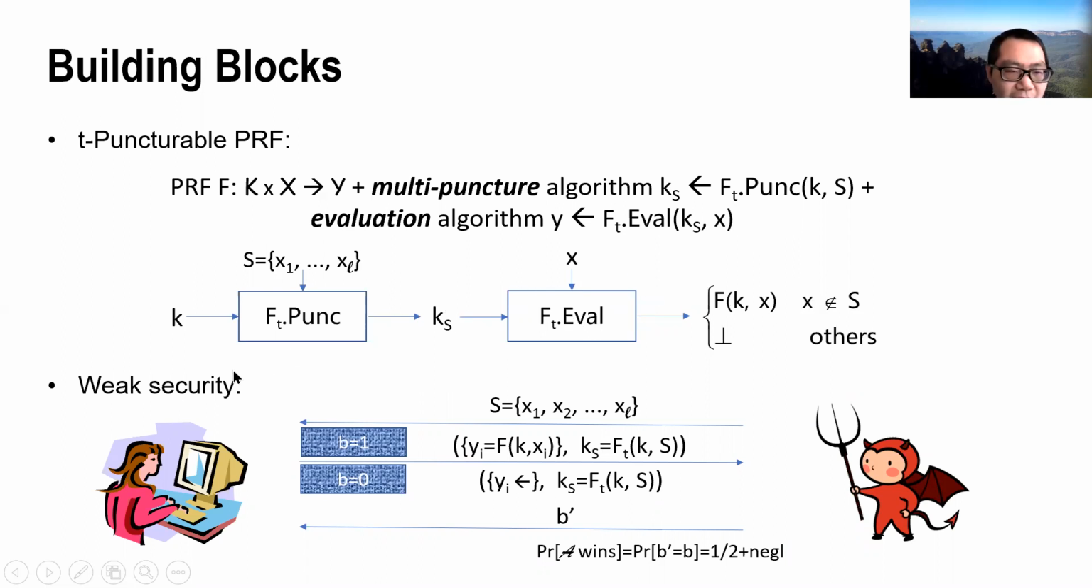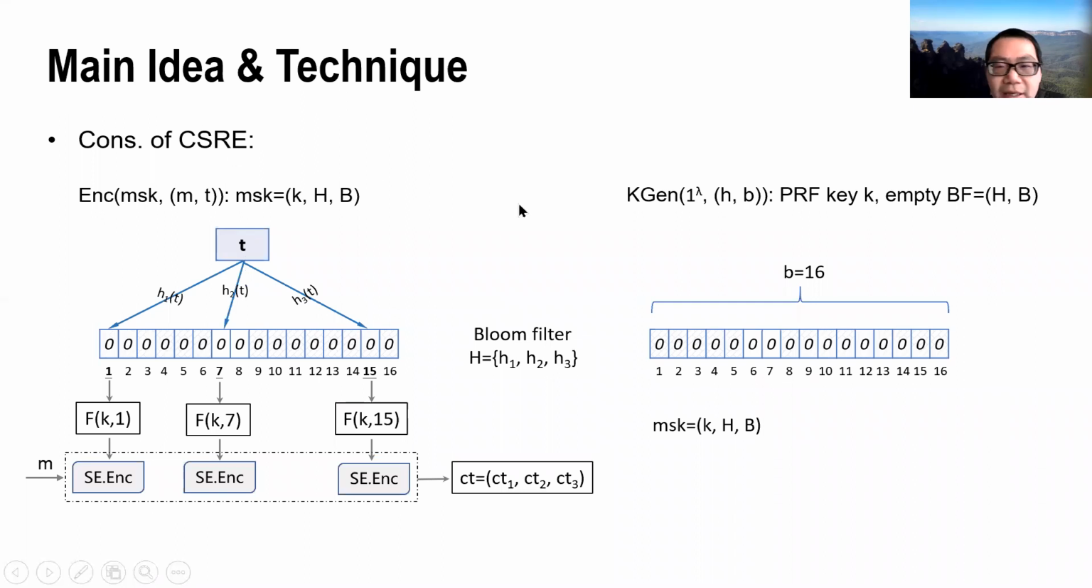For our application, we only need a weak security, which only allows the adversary to ask for a single punctured key query. This security ensures that even given the punctured secret key for S, the PRF values at these points are still pseudo-random from the point of view of the adversary. Now let's see how to use these two building blocks to construct the CSRE.